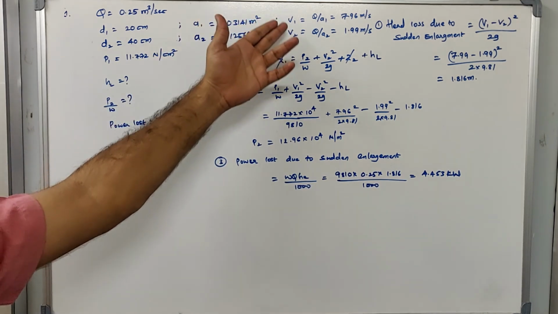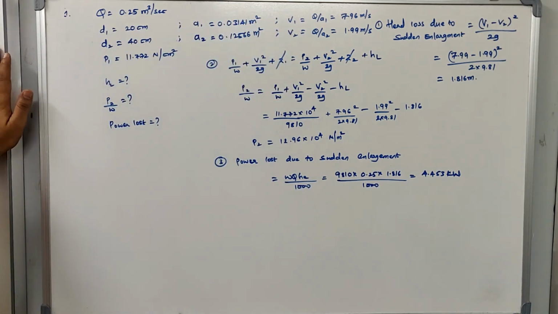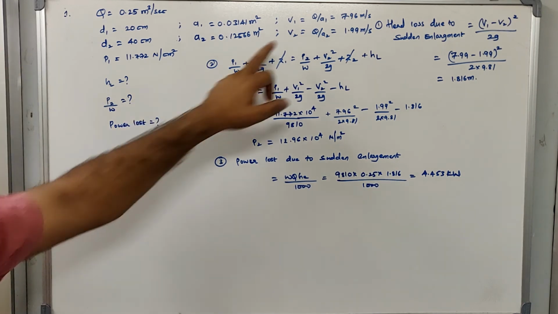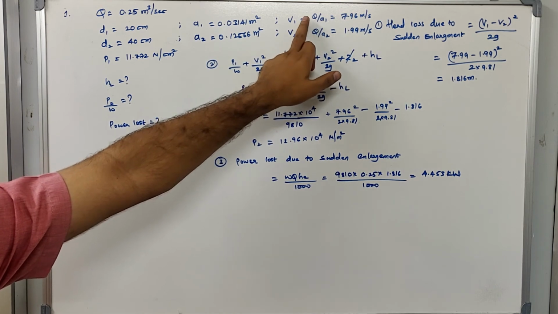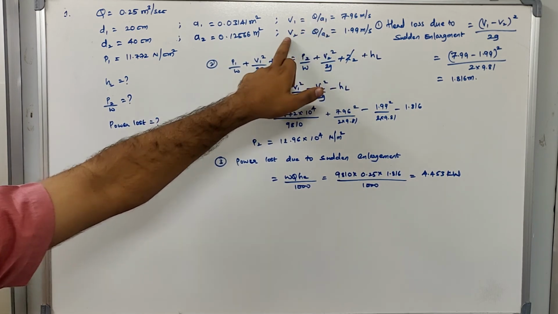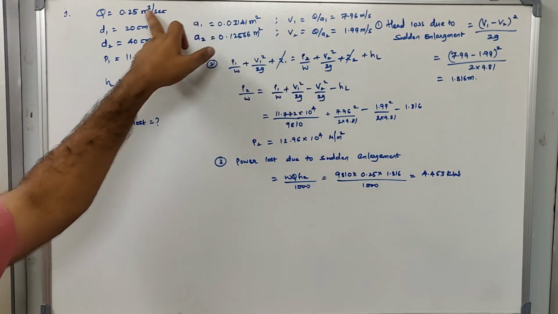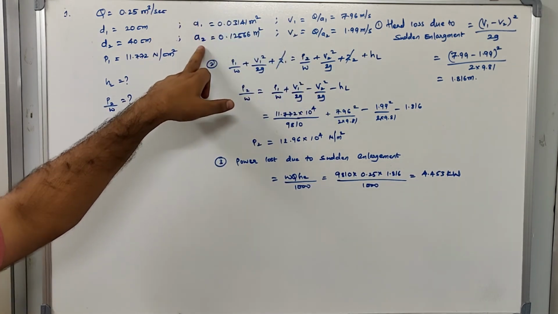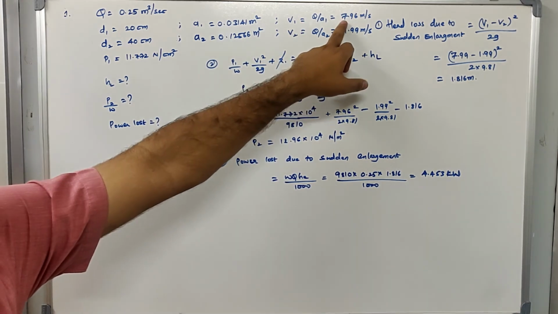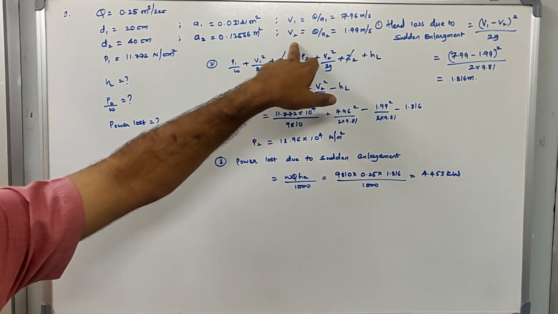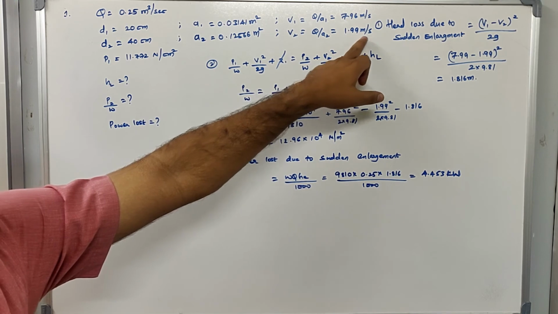Next we can calculate V1 and V2. We know the continuity equation, Q is equal to A1 V1 is equal to A2 V2. So using that equation we can solve for V1, which is Q divided by A1, and V2, which is Q divided by A2. We know Q and we have determined A1 and A2. By solving this we get V1 as 7.96 meter per second and V2 as 1.99 meter per second.